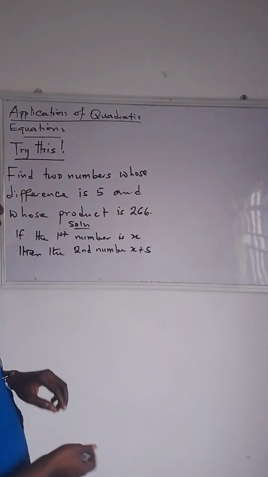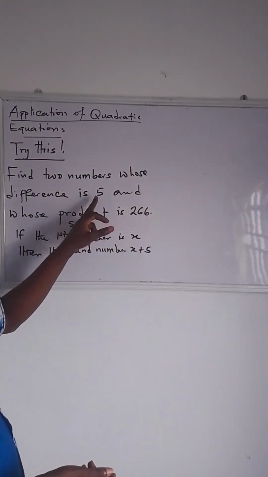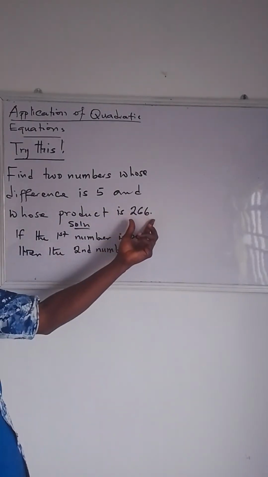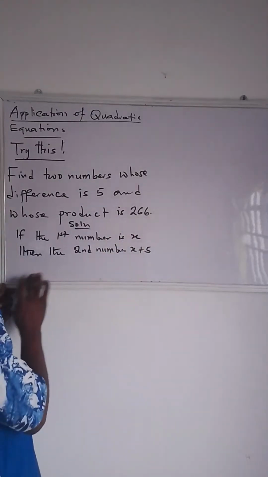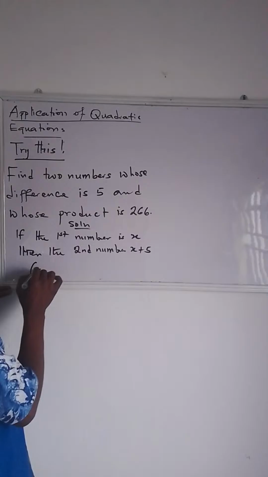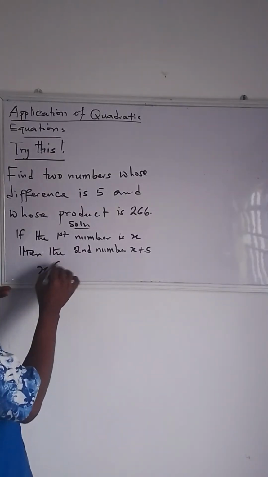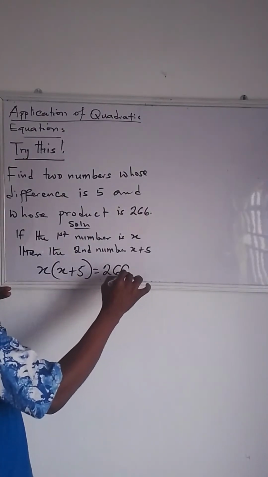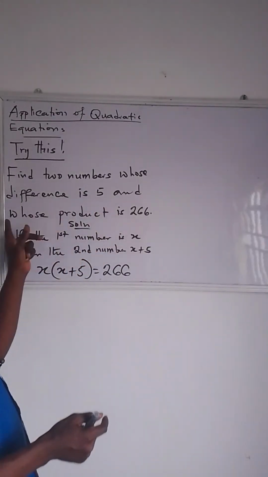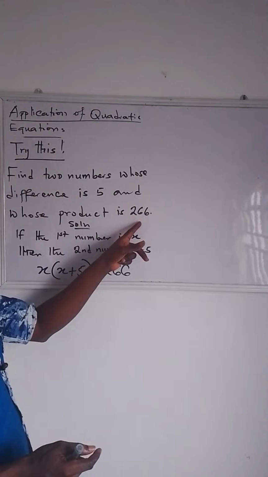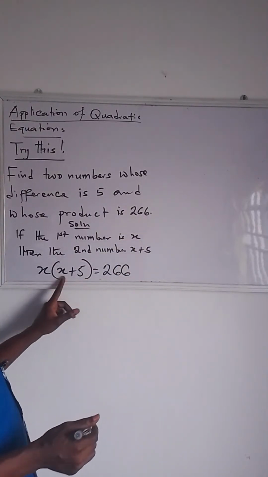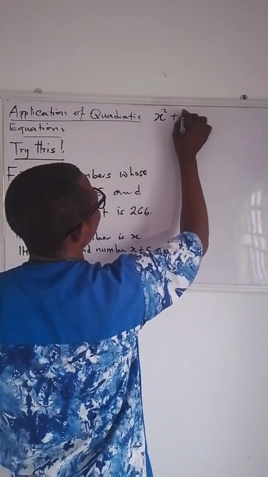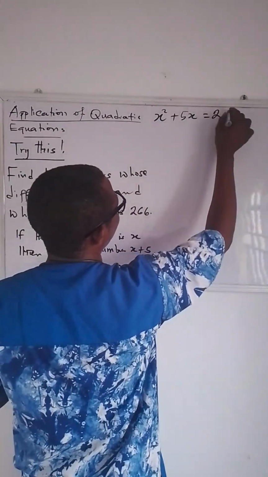You get that now? Since the difference between the two numbers is 5, and their product is 266, that means when you multiply x by x plus 5, the result is going to be 266. That's what the statement says. Now let us open this bracket. x times x is x squared, and x times 5 is 5x. So we have x squared plus 5x equals 266.